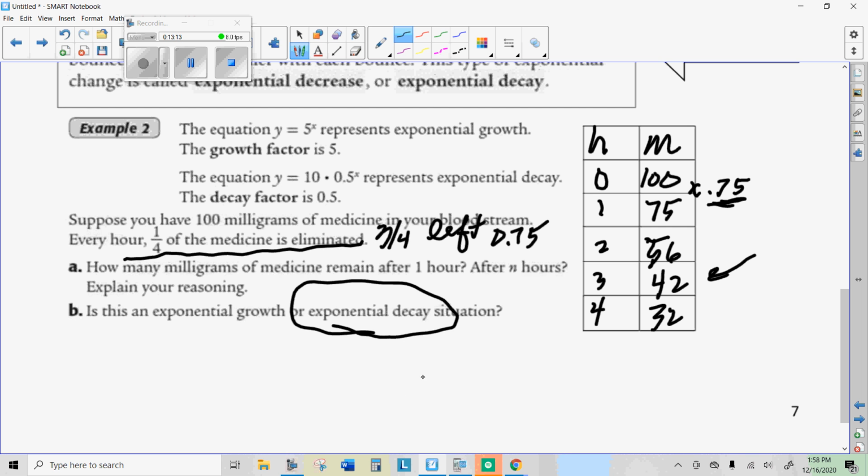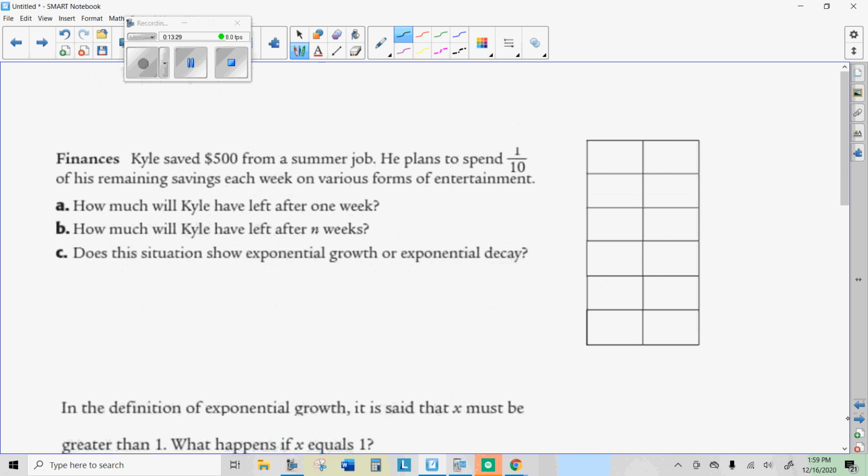The medicine left is equal to the amount you start with, 100, times the decay factor, 0.75, and then our power is the same as the number of hours. Right? Let's try another one here.